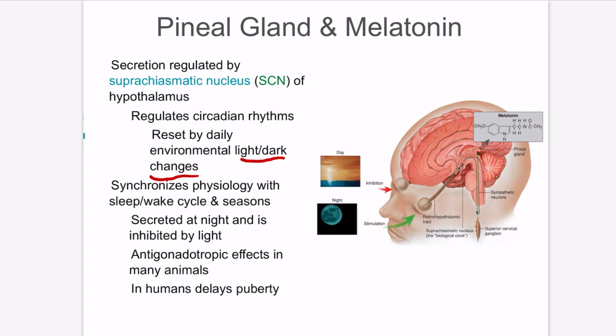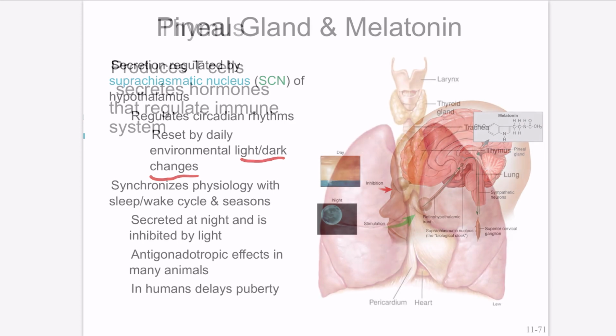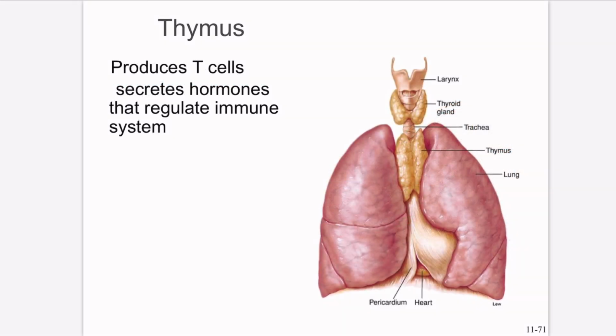You can take artificial melatonin. That's one way to make sure you go to bed. It synchronizes our physiology with sleep-wake cycles and seasons. It has anti-gonadotropic effects in some animals, and in humans, in excess, it can delay puberty. The thymus secretes hormones that regulate the immune system, that produces our T cells.